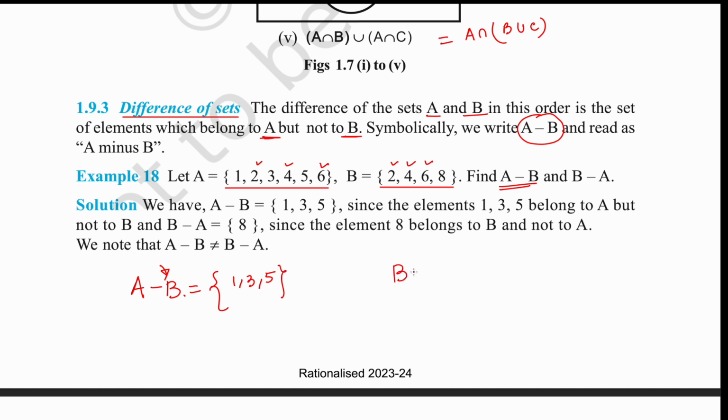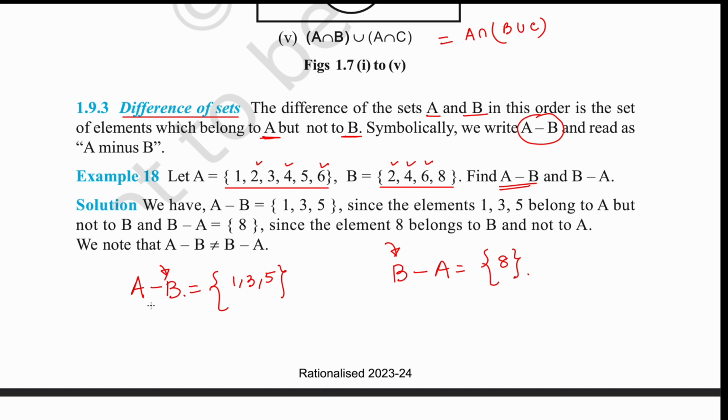Now if you try to find B minus A, in this case, you are trying to include all the elements of B and taking out all the elements which are common between A and B. Right? You are taking all the elements of B and taking out all the elements which were there in A also. So in this case, clearly you had 2, 4, and 6 common between A and B, and only 8 was an element which was there in B but not in A. So here you have only 8 as your result.